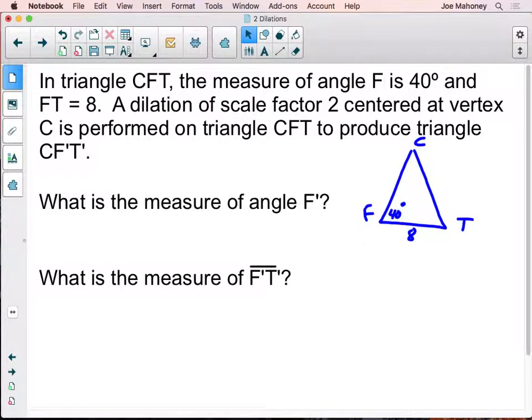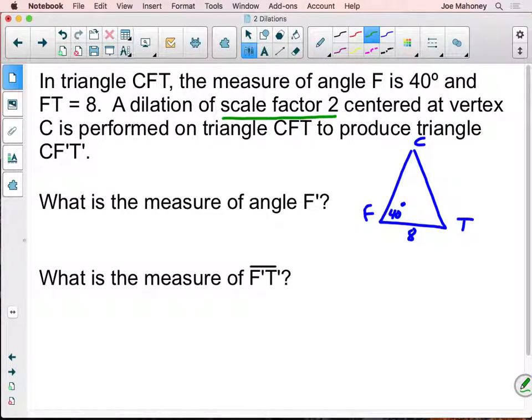Now watch what goes on. Here's our verbiage we want to use. A dilation has a scale factor. It's what we multiply to enlarge or diminish the sides. It's how we change the sides. So it's a scale factor of 2. And it has a center. In this case, it's centered at vertex C.